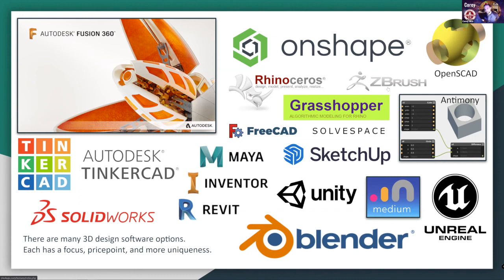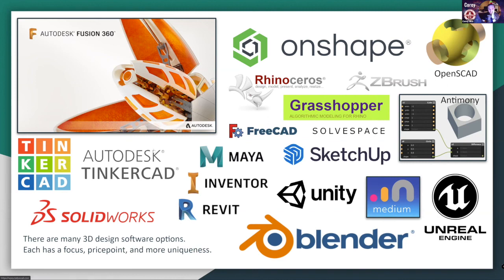Like ZBrush is on the Oculus and Onshape is in the browser. OpenSCAD is entirely text-based. Antimony is made by one individual person and it's volumetric, which is really crazy. Rhino and Grasshopper are a really good pair that go together for doing programmatic design. SketchUp is really well loved by architects. Like we said, Unreal and Unity are mostly for games. Medium is another one that's in VR.